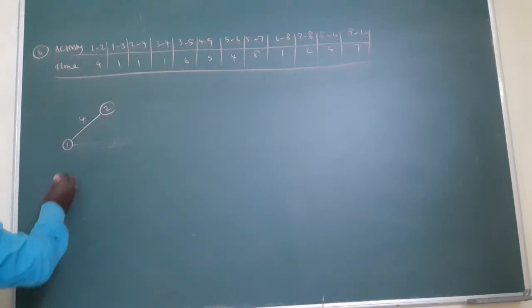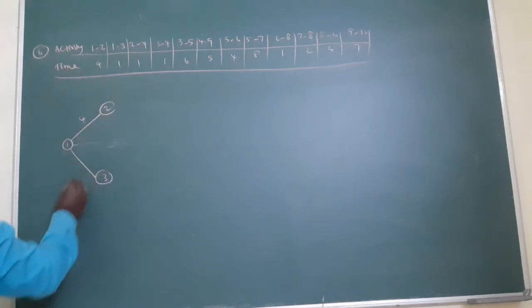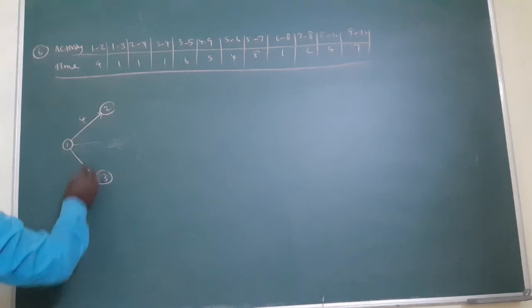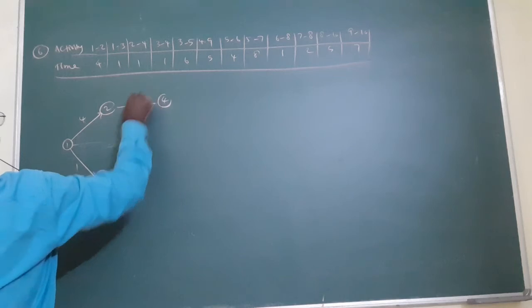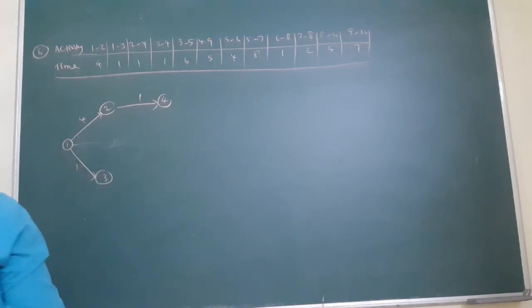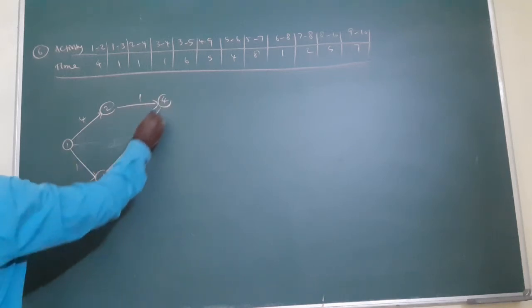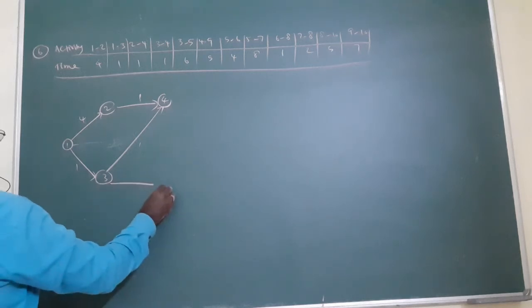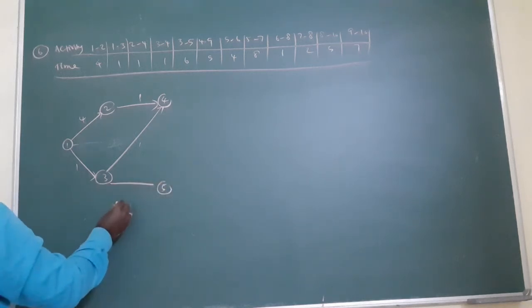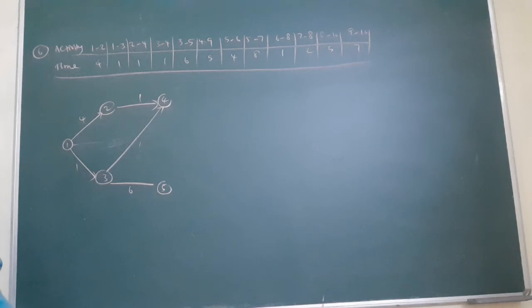Then 1 to 3. Here is what? 1. Next say 2 to 4, 1. Alright? Then 3 to 4, 1. Then 3 to 5. You got what? 3 to 5, 6. Then 4 to 9.